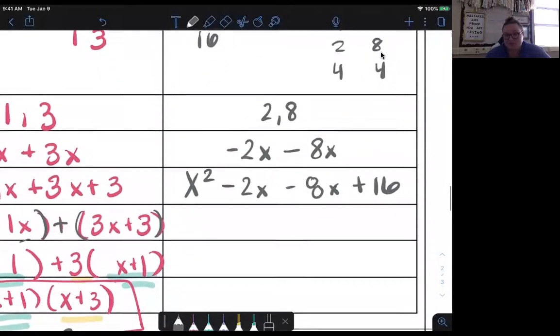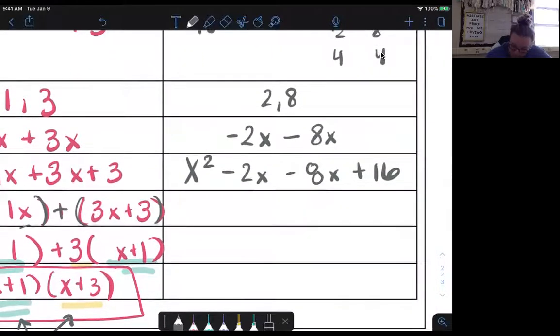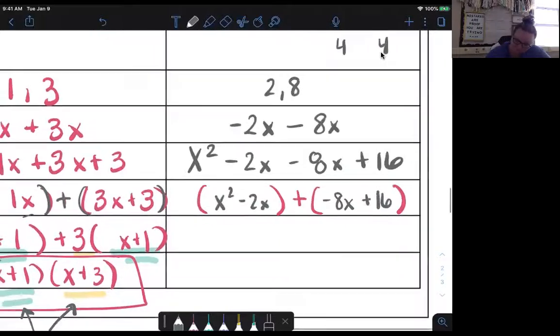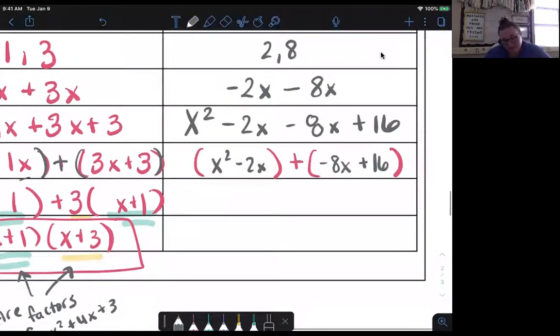So for the next step, I need you to be super careful. Remember, you put the first two terms in parentheses, the second two terms in parentheses with a plus sign in between. So that means that x squared minus 2x goes here. That negative 8x goes in the parentheses. That negative sign stays with the 8x here. And then as you factor this, x squared minus 2x has an x in common. You need to factor that negative out with the 8. So factor the negative 8 out of both of those terms.